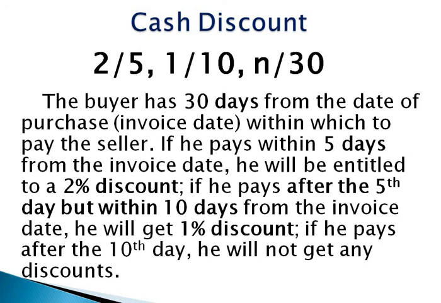Another credit term, 2/5, 1/10, N/30. This means that the buyer has 30 days from the date of purchase or invoice date within which to pay the seller. If he pays within 5 days from the invoice date, he will be entitled to a 2% discount. If he pays after the 5th day, but within 10 days from the invoice date, he will get 1% discount. If he pays after the 10th day, he will not get any discounts.